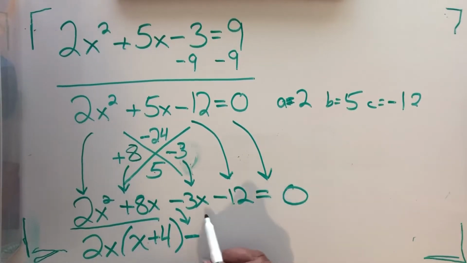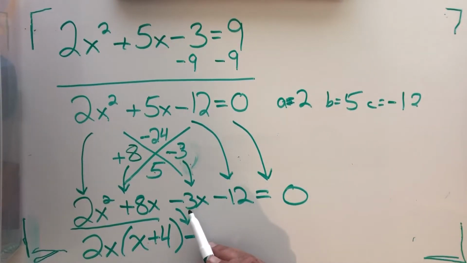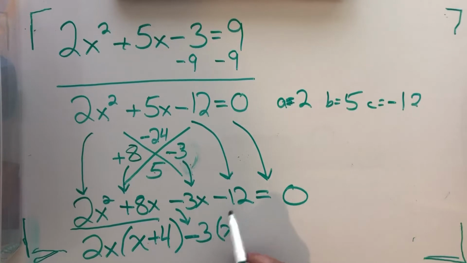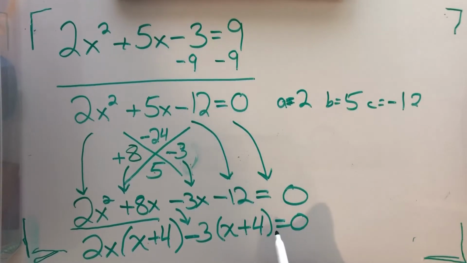Negative 3x and negative 12, the greatest common factor is negative 3. Remember, I always look first to see if the small number is a factor of the bigger number. And if it is, since 12 is divisible by 3, then I know that's already going to be a 3. Then this becomes an x. Negative 12 divided by negative 3, it changes the sign, makes it positive 4, equals 0. So what we have now is two binomials that are the same, and that's what we wanted.